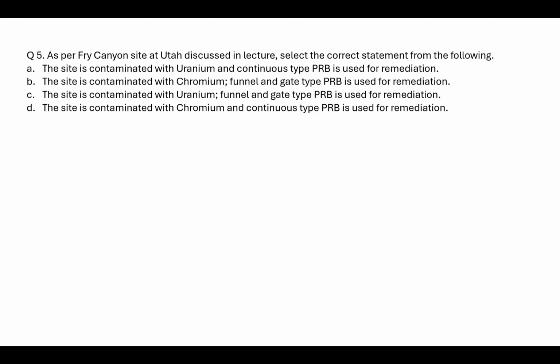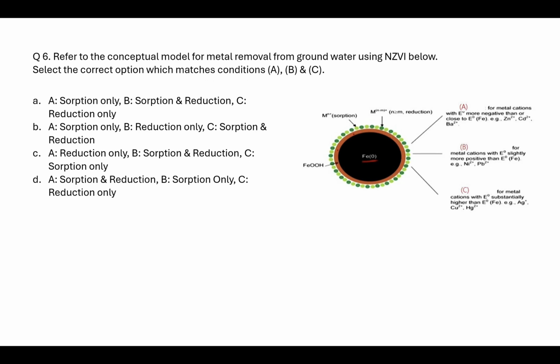So in the site which was in Utah, that site was contaminated with uranium, and the type of PRB used was funnel and gate type PRB for the remediation. So option C is correct. That the contaminant there is uranium, and funnel and gate type PRB is used for remediation. So now let's move to question 6.